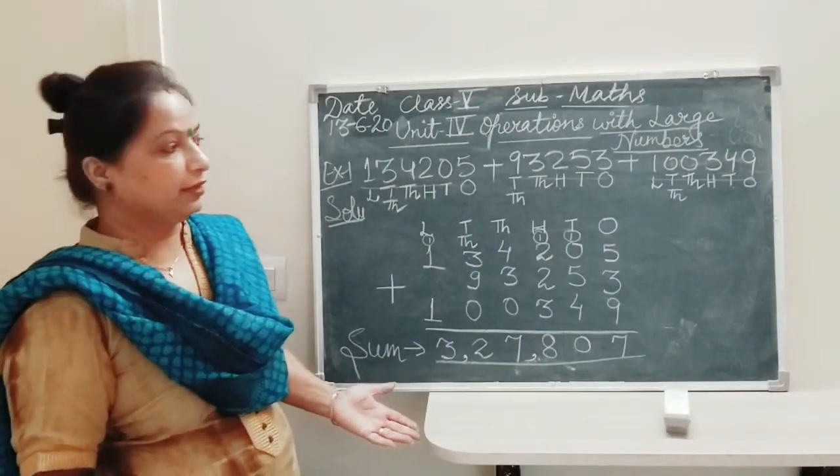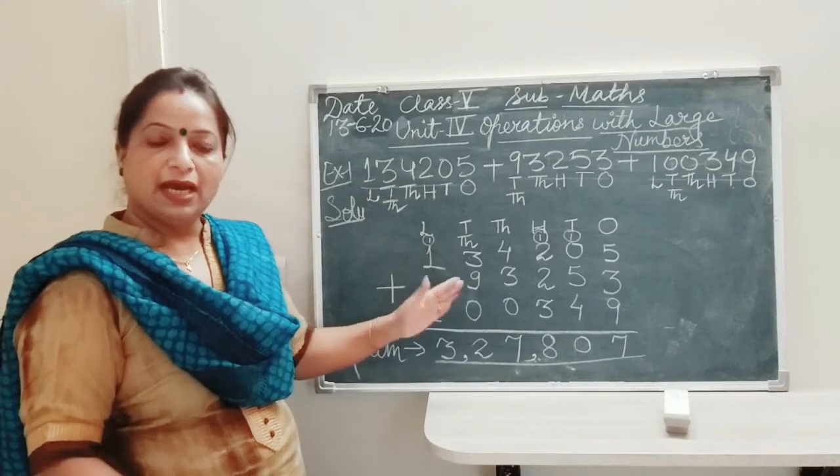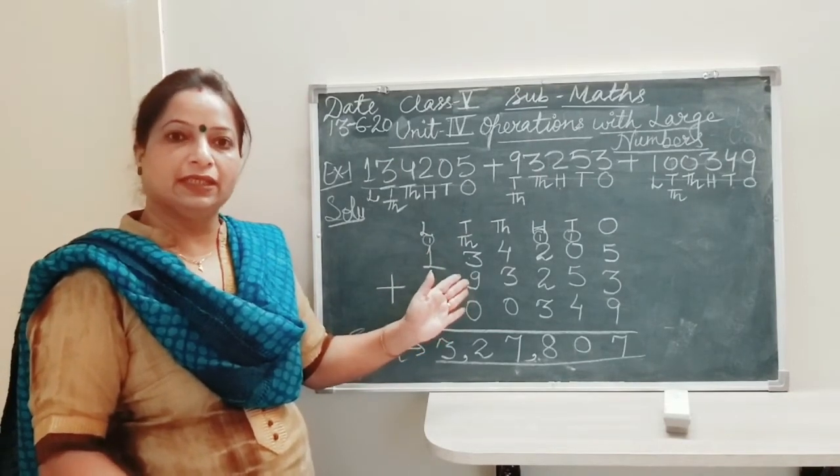Clear to everyone? This is how you can add any large numbers, whether they are 3 numbers, 4 numbers or 5 numbers as well. You can arrange them properly in columns and you can add them. I think it is clear to everyone.